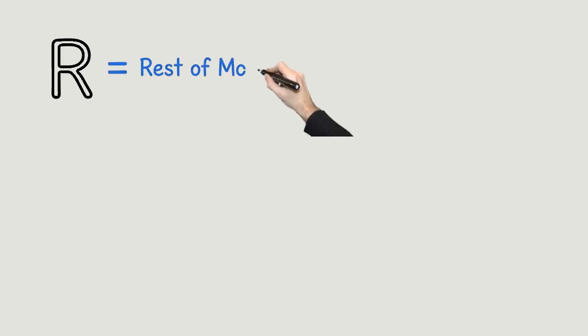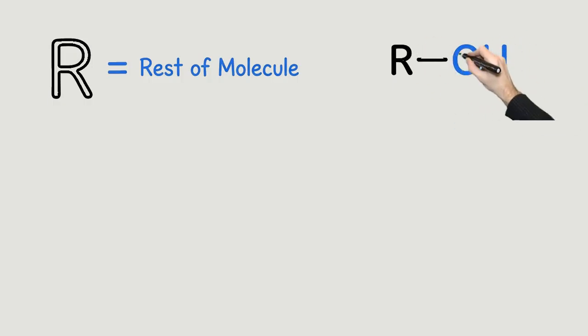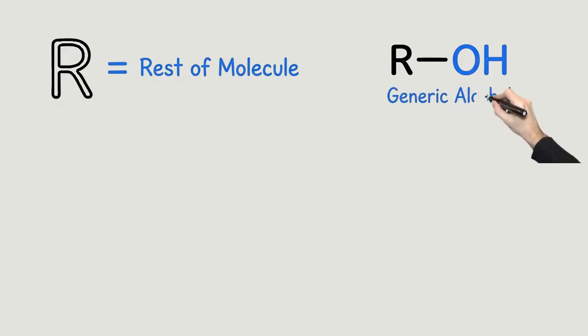Chemists often represent the rest of the molecule with the letter R. When you see something like ROH, that means any molecule with an OH group attached. Whether R is small or large, straight or branched, the OH group gives alcohols their characteristic behavior.